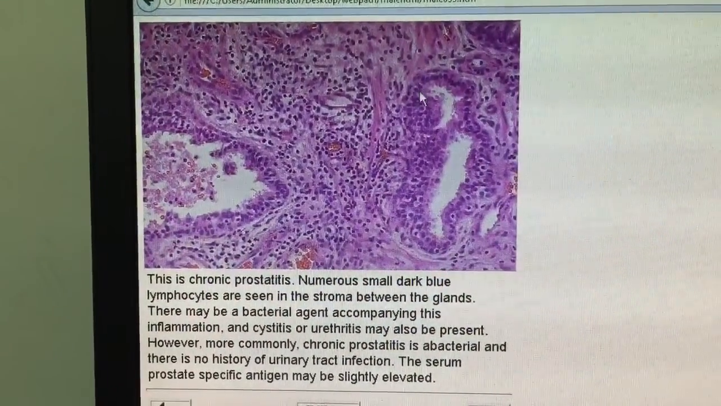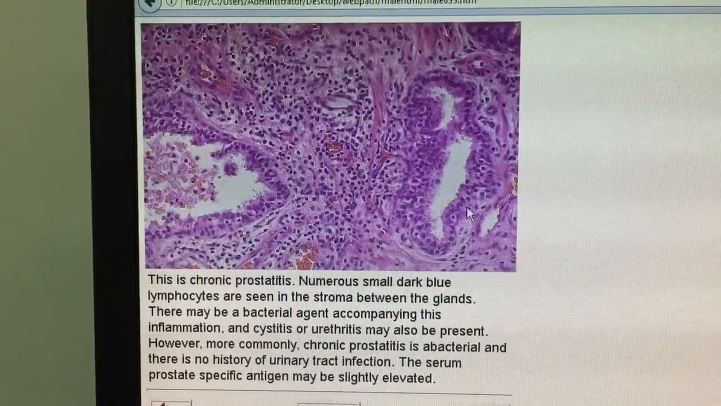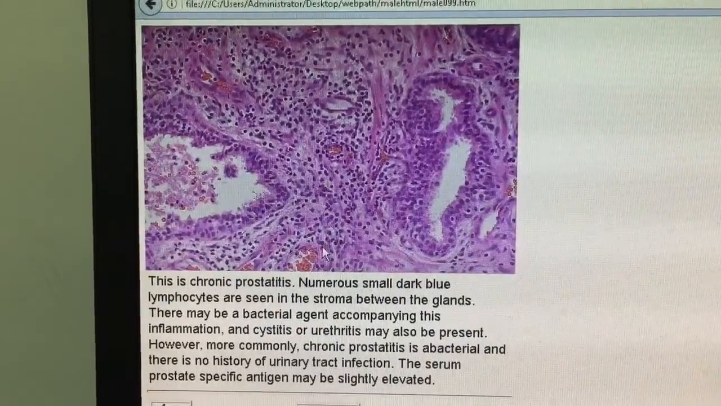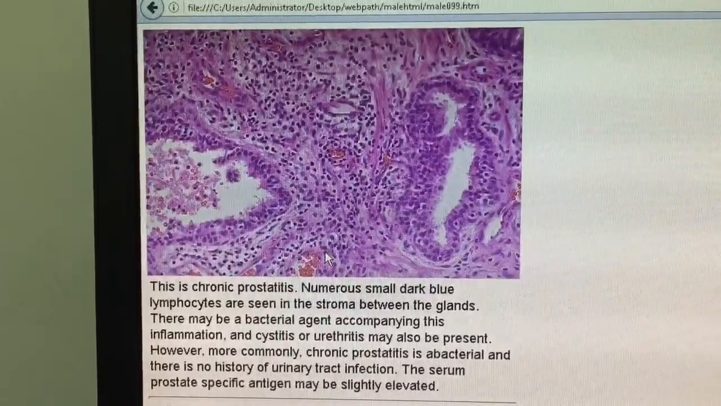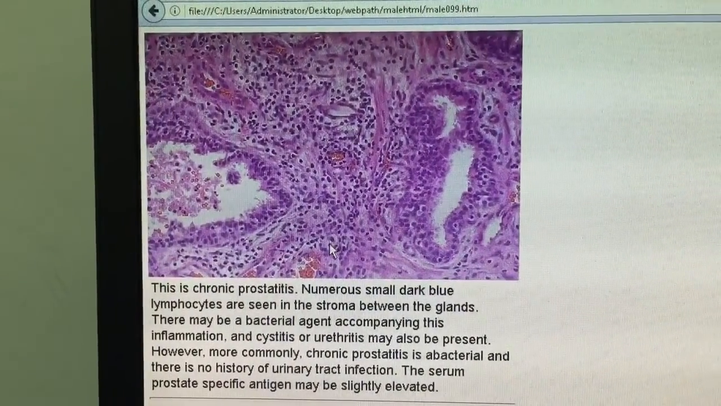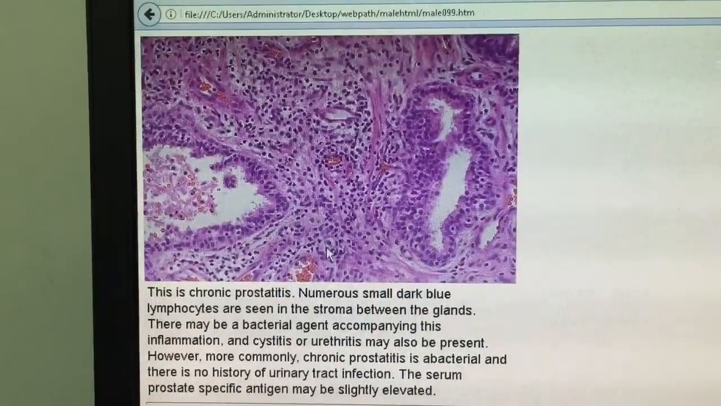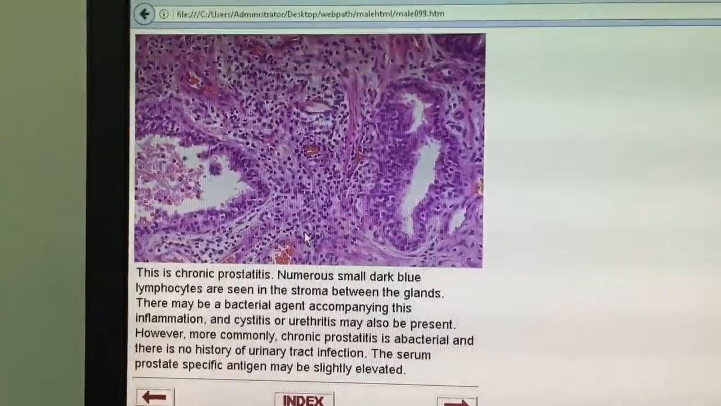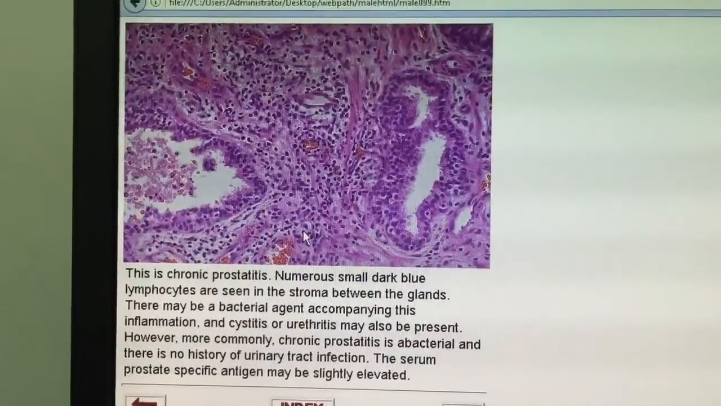Here you can see a gland with a bilayer, luminal and basal, and in between there is a stroma. But the stroma is infiltrated by lymphocytes. So what do lymphocytes indicate? A chronic process. So chronic inflammation of the prostate is called chronic prostatitis.